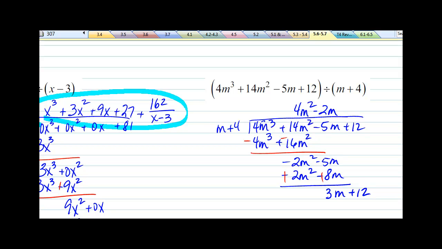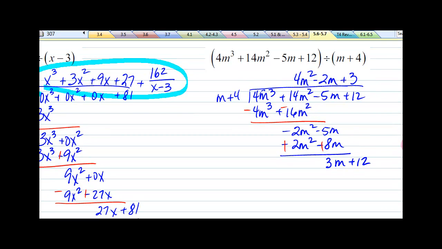So m turns into 3m by multiplying both terms by 3. 3 times m is 3m. 3 times 4 is 12. Don't forget to subtract, which means I'm changing my signs. So I get a remainder of 0, which does happen. So my answer is 4m squared minus 2m plus 3.